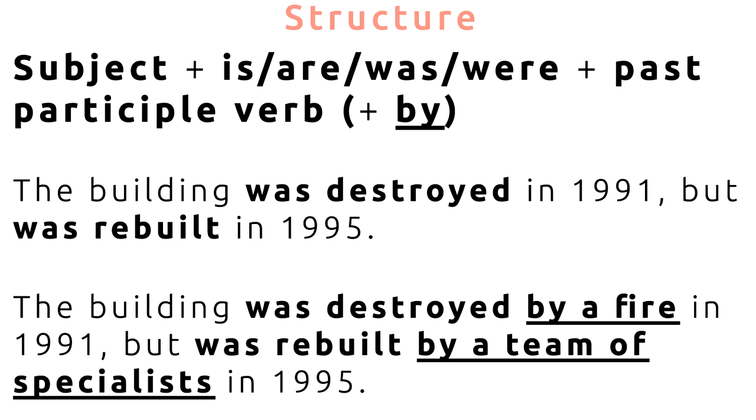Mentioning the agent is usually optional in a passive. We can include it if we wish, but we don't have to. Sometimes we want to simply focus on the other thing in the sentence. If I wanted to simply focus on the building, I might choose sentence 1 without focusing on the agents.